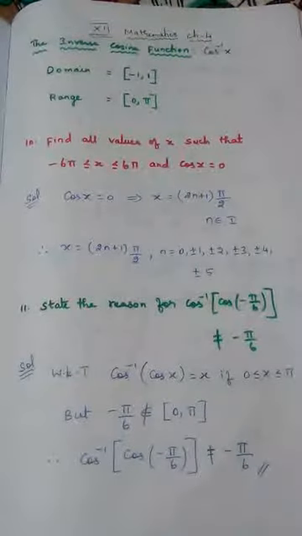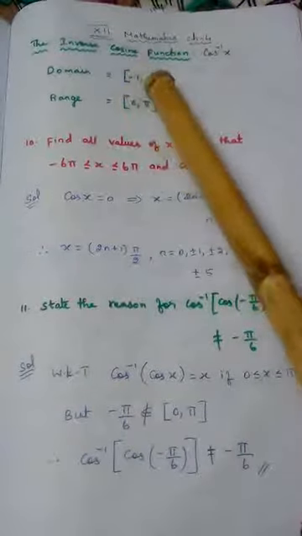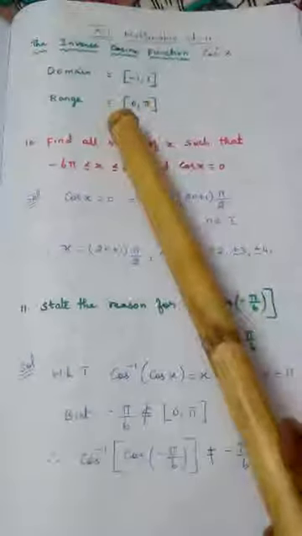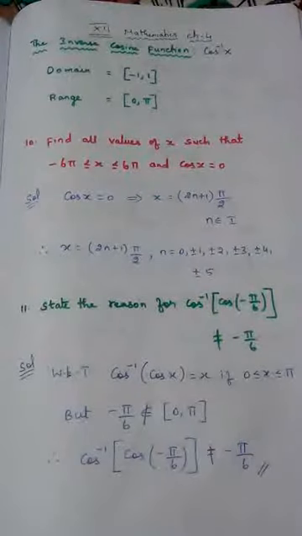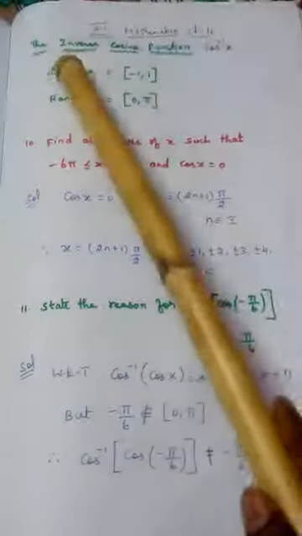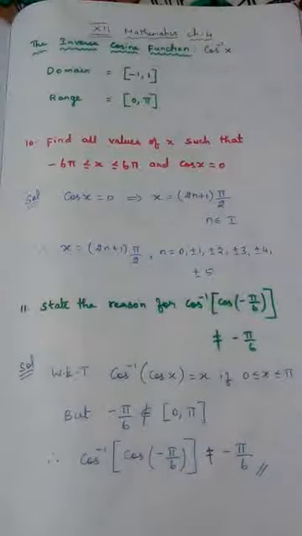What is the meaning of closed interval? Here -1 and +1 are included, and in the range 0 and pi, those two values are included. That is the meaning of closed interval. So again, before seeing the problems, we should clearly know what is the domain and range of cos inverse x.